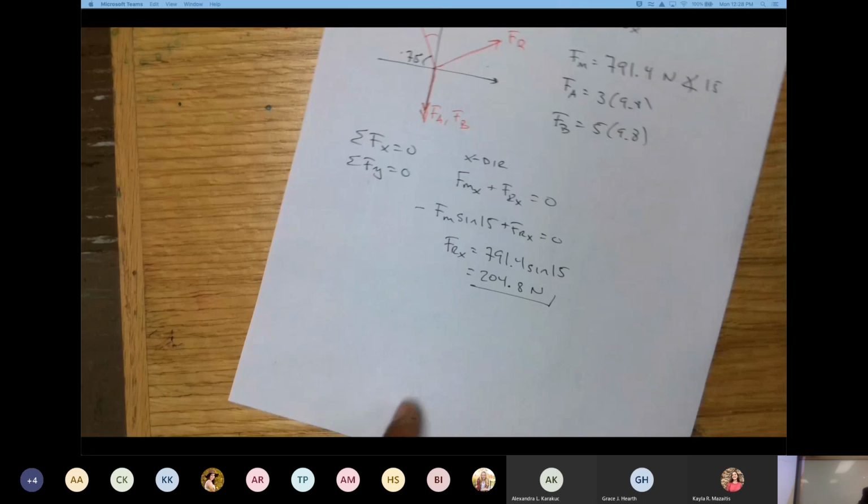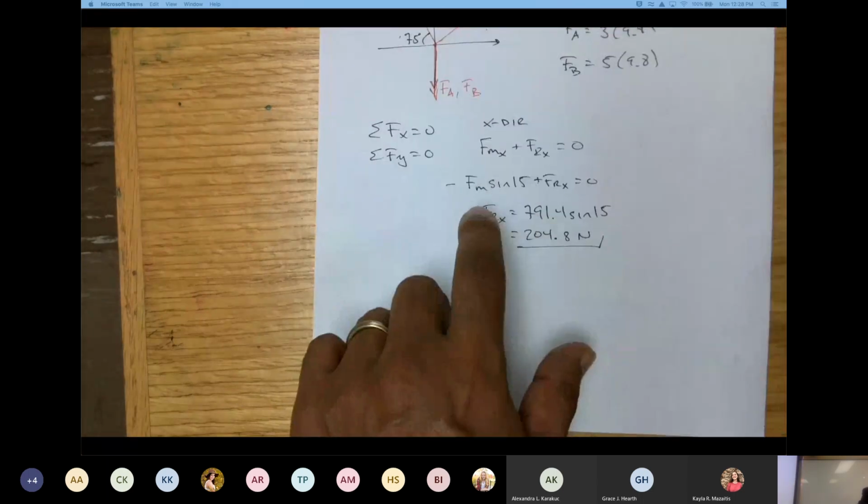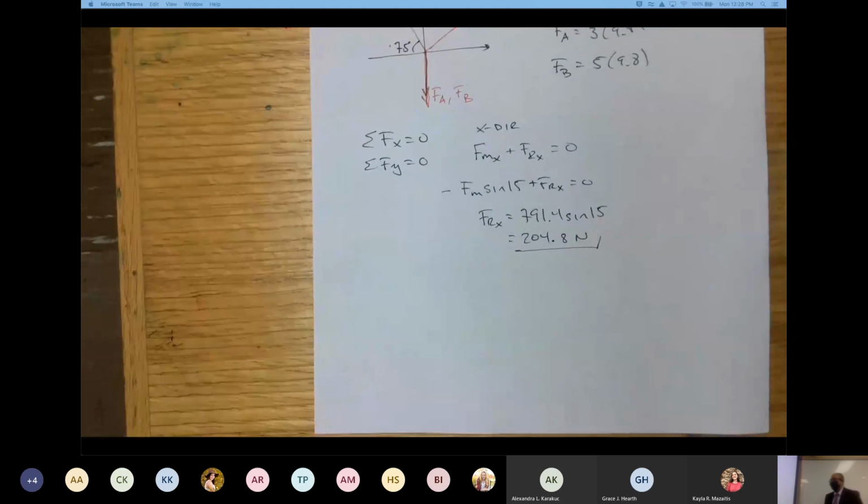Okay, so now try to calculate the y component on your own. So calculate magnitude and direction.